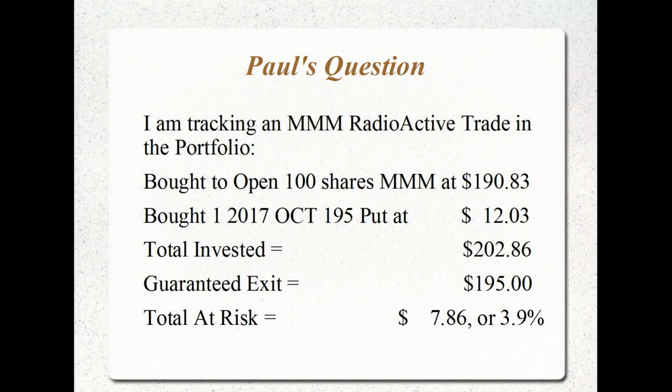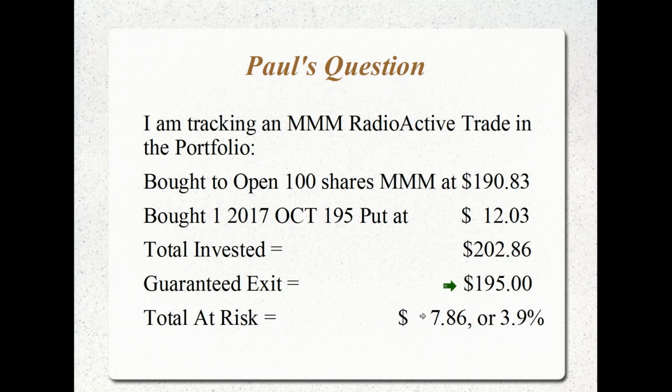We use a far out in time put instead of a close in time put, so the time decay doesn't work against us. Also, even though we're going slightly in the money and paying a higher premium, we see here the total debit for Paul's position is up around 202.86 with the stock trading around 190. Well, why would you do that? Well, because you're guaranteed when you purchase the put to get 195 back.